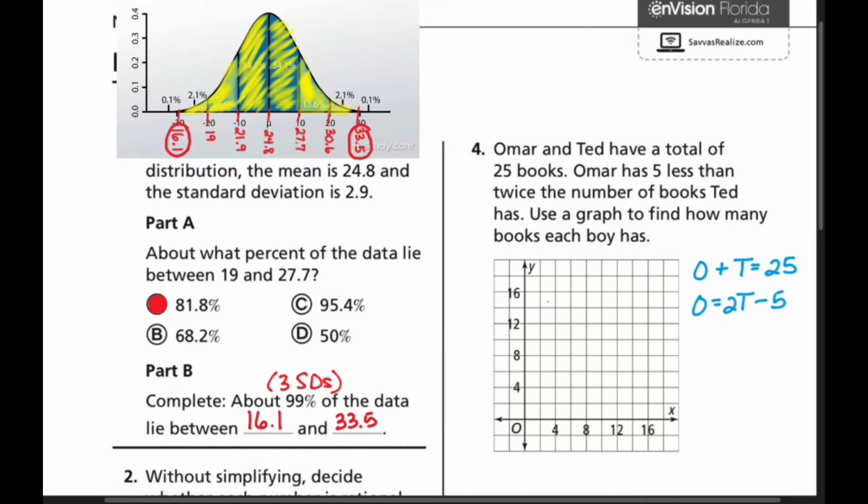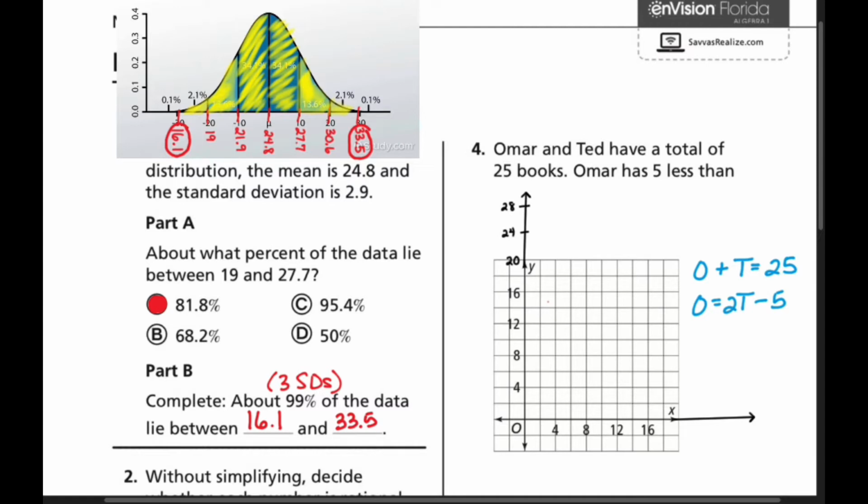So I wrote it in slope-intercept form so that I can easily graph it. And remember, the O is standing for Omar, not for zero. So for the first one, that's like what we did for the test form A, where those are the two intercepts. So if I plug zero into Omar, I would get T equals 25. And if I plug zero into T, I would get Omar also equals 25. And that just means that Omar could have all 25 books and Ted has nothing. And then Ted could also have all 25 books and Omar has nothing.